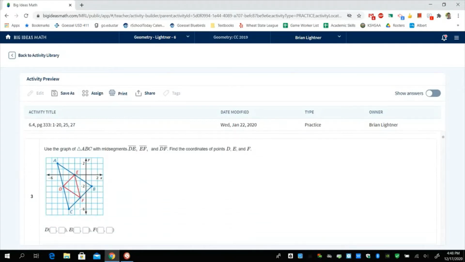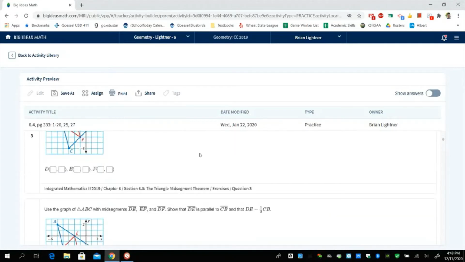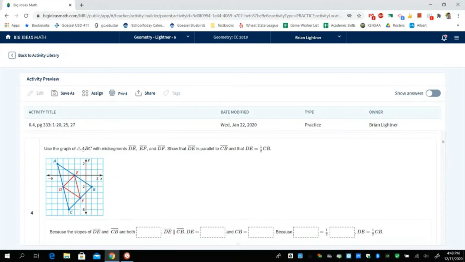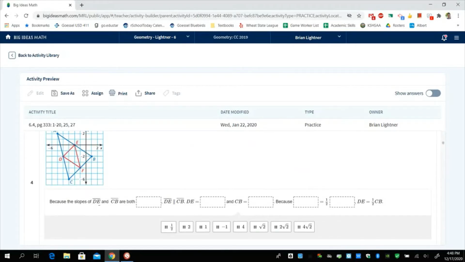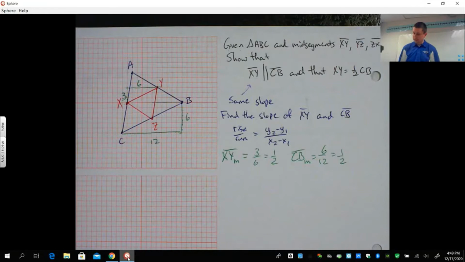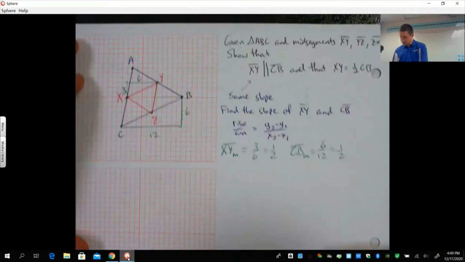Okay, so here it says use the graph, find the coordinates of, okay, here, this question. Question 4. Use the graph with these segments, show that it's parallel and it's half. So because the slopes of DE and CB are both, you have to find the slope and put it in there, DE is parallel to CB. These next two lengths are going to deal with the length. So you see that DE doesn't have a symbol on top of it. They want the length of DE and the length of CB. So that's the next thing we have to do with this, is find the length of CB.